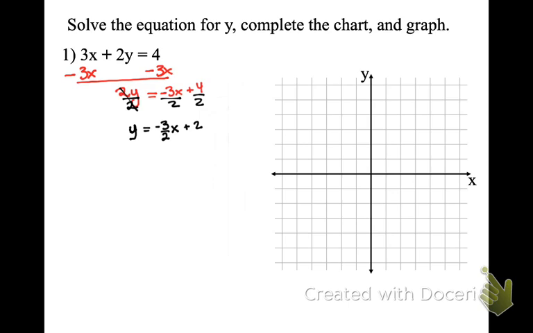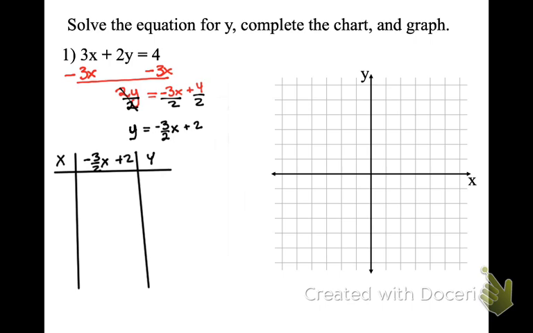2. Okay, so now I'm going to make my three-way table again. Give yourself room in the middle because we got an ugly fraction. Okay, so I have an x and I have a y. And what goes in the middle? Negative 3 over 2x plus 2. Now, how do I get my x's? I pick them. What do you think I'm going to pick?